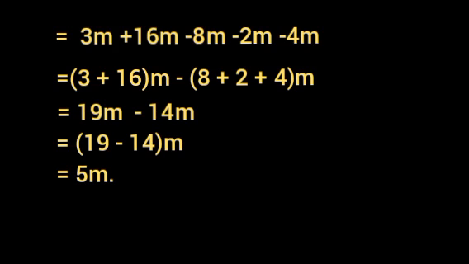Then factorize m out also. You have 19 minus 14 in brackets, m. So 19 minus 14 will give us 5. So the answer is 5m.